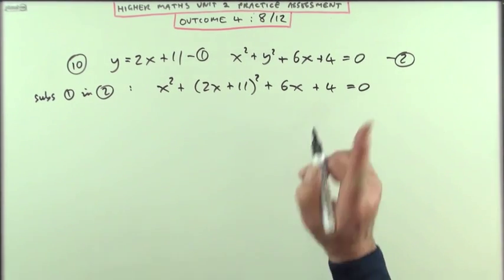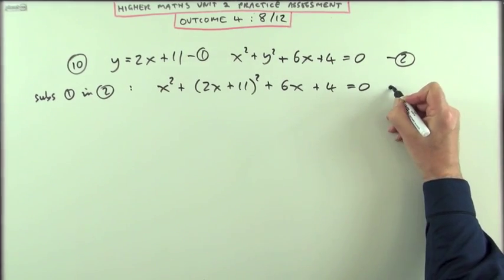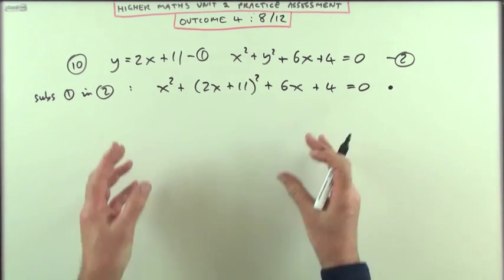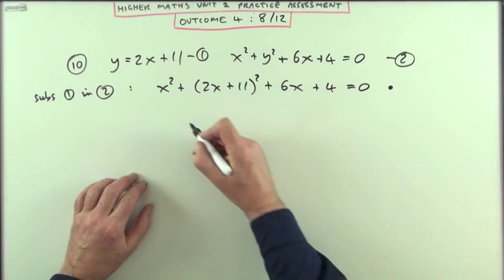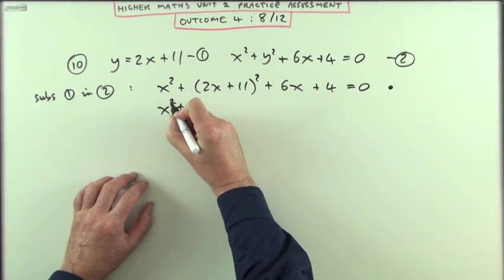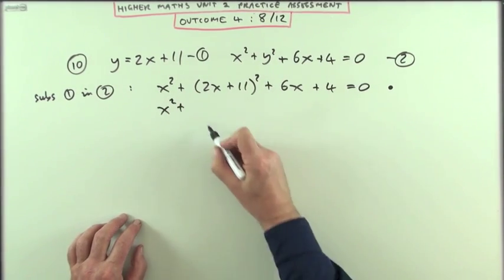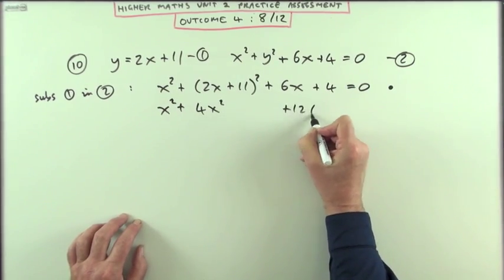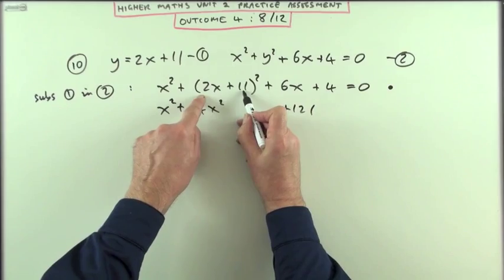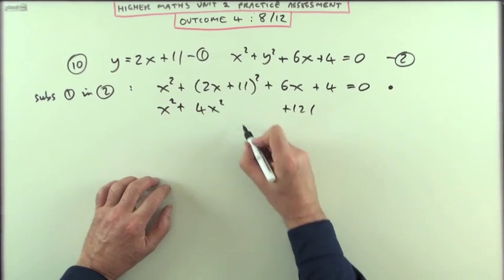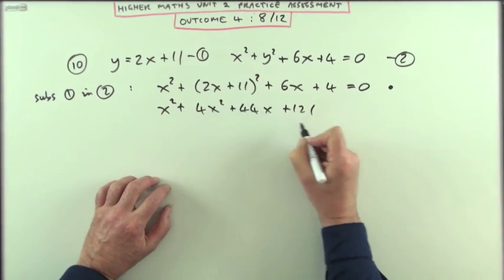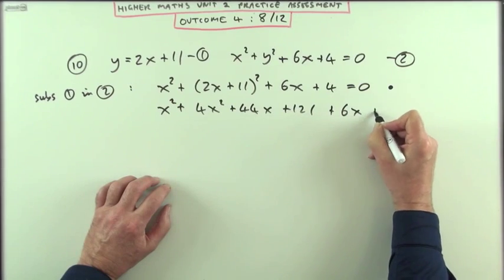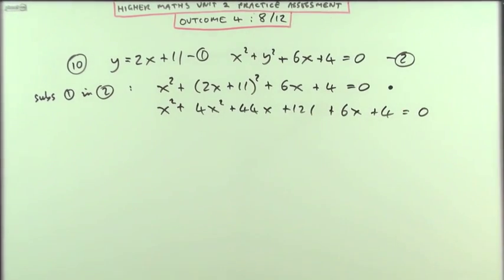But as far as the marks are concerned, the first mark is for carrying out the substitution. The next mark will be for expanding it out. So it's the standard square of a bracket. So it'll be square the first, 4x squared, square the last, 121, twice the product, 22x doubled is 44x, plus 6x plus 4 equals 0. That's the second mark. The marks are just dropping on the page.